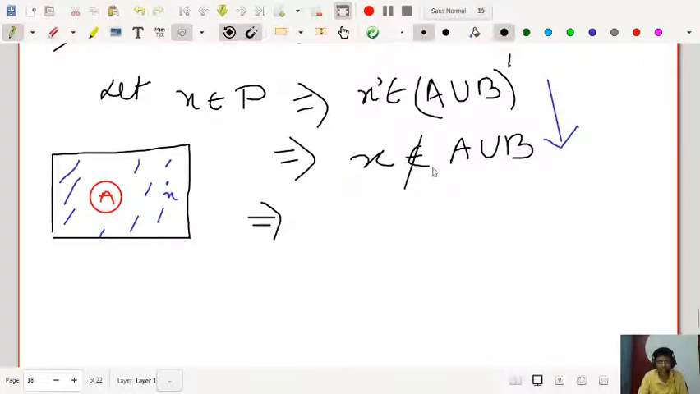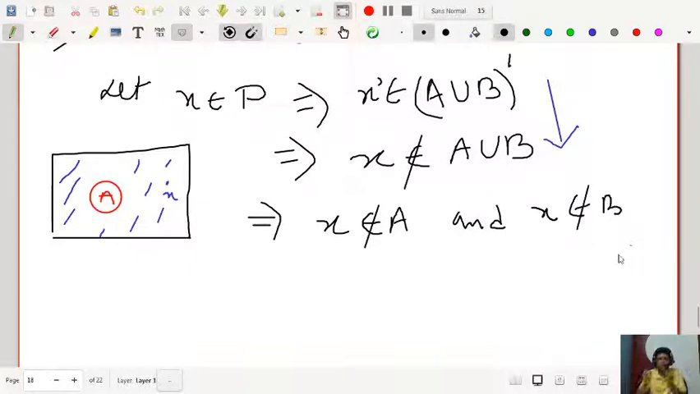Yeah. Okay. Now x does not belong to A union B implies x doesn't belong to A and x doesn't belong to B. Because if it happens to be in A or B, any one of them, it would be in the union. That makes sense? Yeah, it does. So it doesn't belong to the union, that means it doesn't belong to A and doesn't belong to B. Because if it is contained in any one of the sets, then it happens to be in the union. But it does not belong to the union. That implies x doesn't belong to A and x doesn't belong to B.